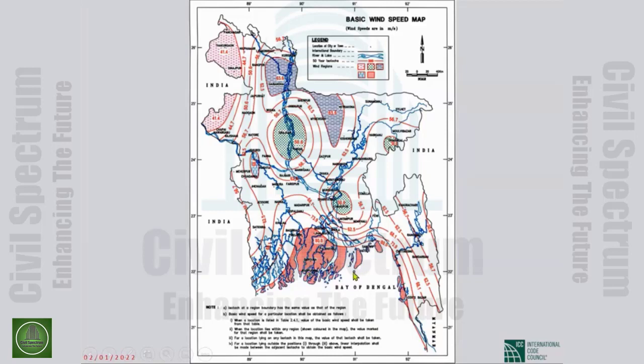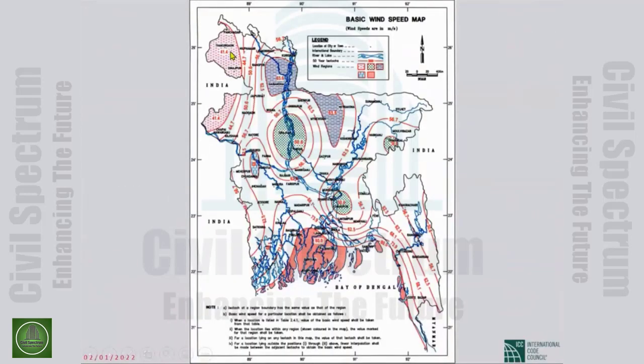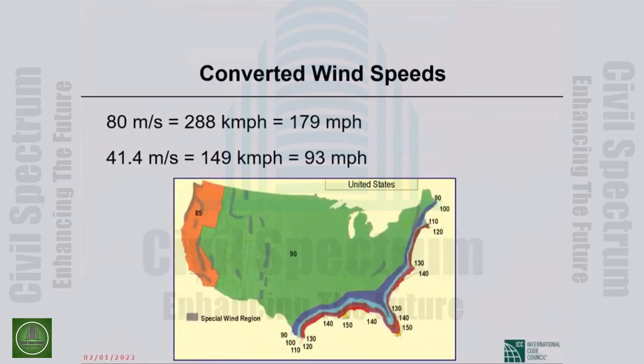Right? The coloring is not to indicate cyclone-prone regions, but the coloring gives you a pretty good idea of cyclone-prone regions. On this map, the lowest wind speed is 41.4 meters per second, and the highest is 80 meters per second. So 41 to 80. 80 meters per second is 179 miles per hour, and 41, the lowest value, meters per second, is 93 miles per hour.